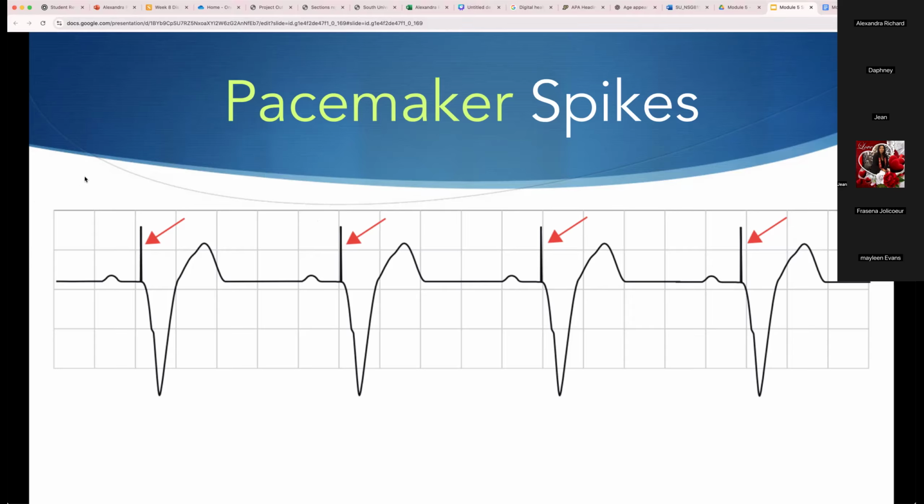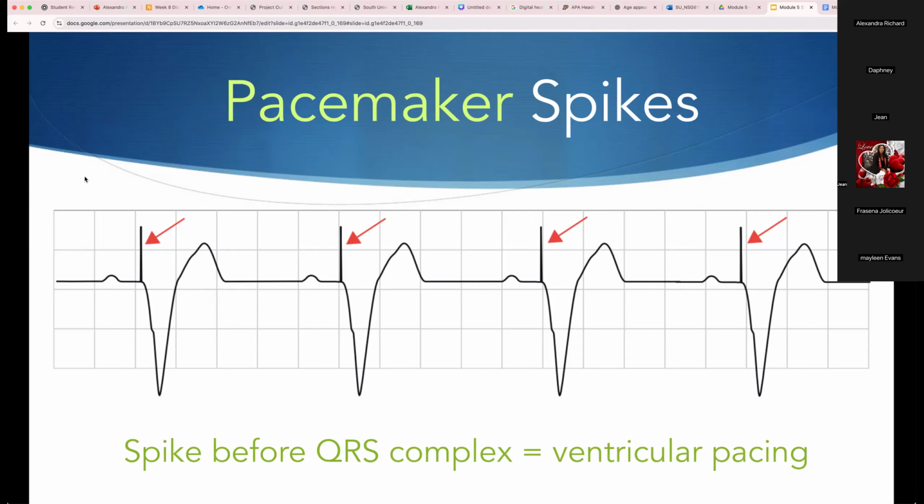Okay, and so now if the spike was before the P wave and before the QRS, let me give you an example. So if it was like this, and like that. Now, if there's a pacemaker spike before the P wave and before the QRS, that would be both atrial and ventricular pacing. Okay.